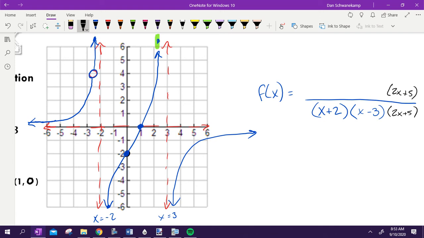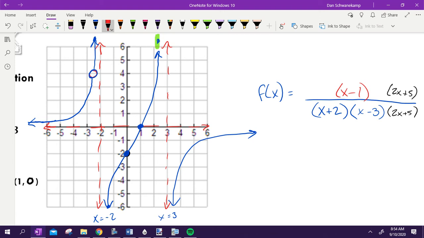I've got an x-intercept at 1. Talk with your neighbor. How am I going to get an x-intercept at 1? Where do x-intercepts live? X-intercepts live in the numerator. Okay, x-intercepts are in the numerator. So what else do I need on top? x minus 1. Cool, I needed that as well.